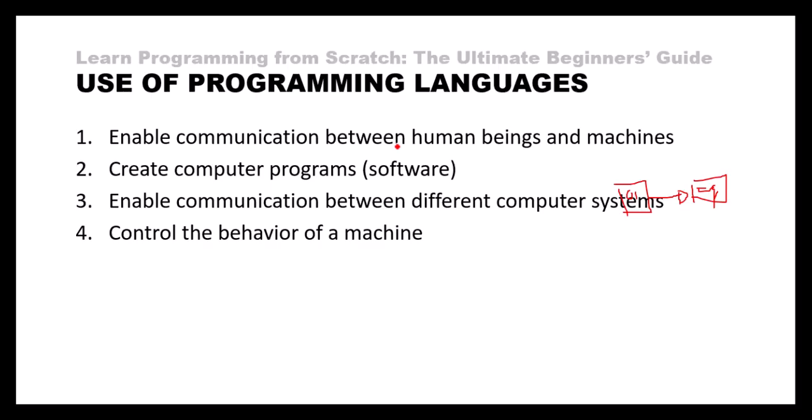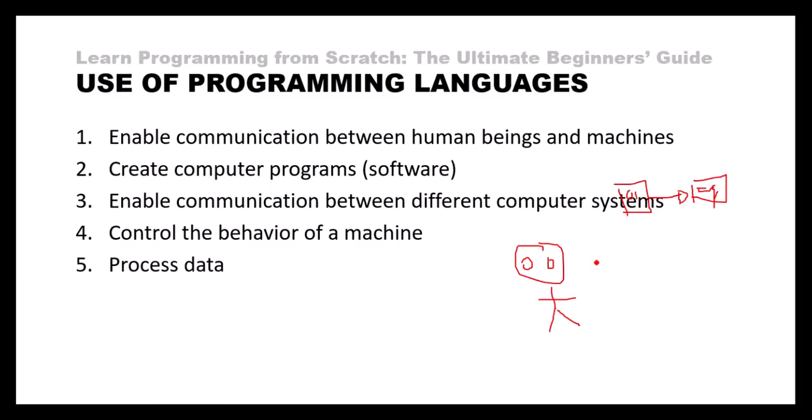Four, programming languages help us to control the behavior of a machine. So if today we programmed a robot, it is through a programming language that we can tell this robot how to look. We instruct it how to move, how to dance, what to say, how to answer, how to talk. So it's through the use of a programming language that we give functionality and behavior to computers or machines.